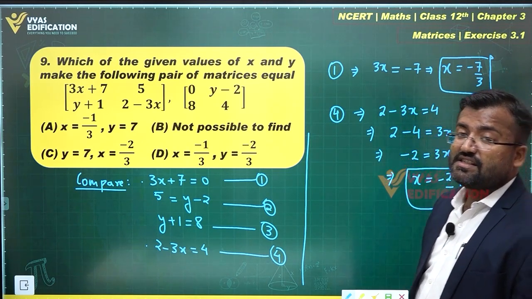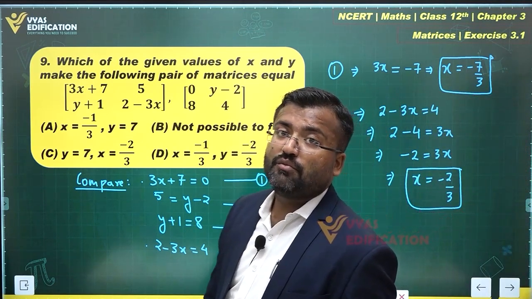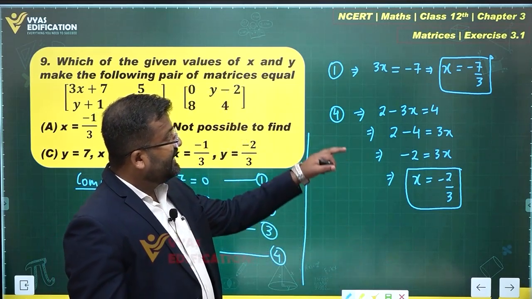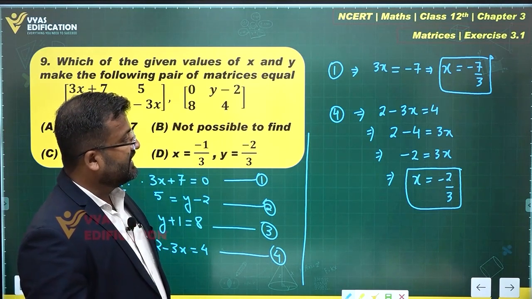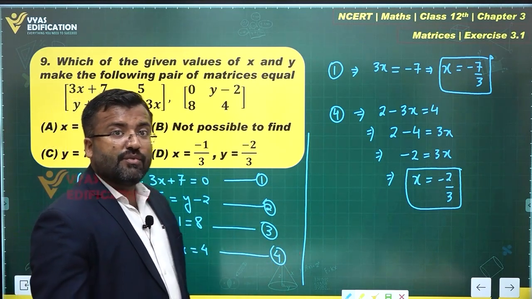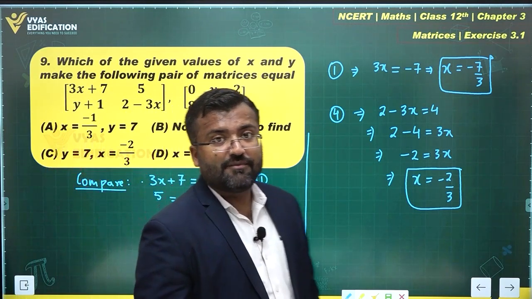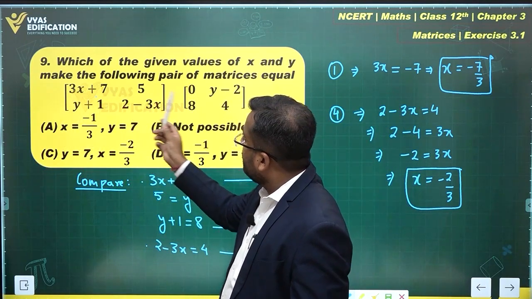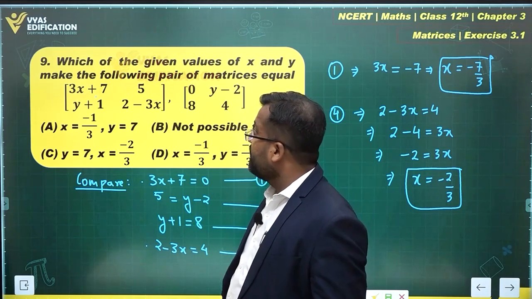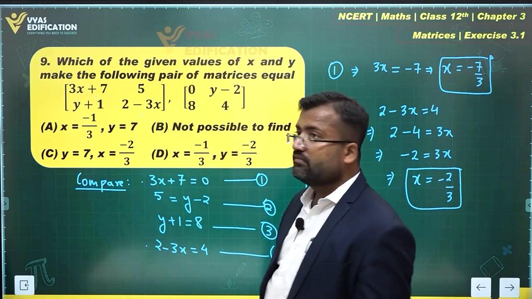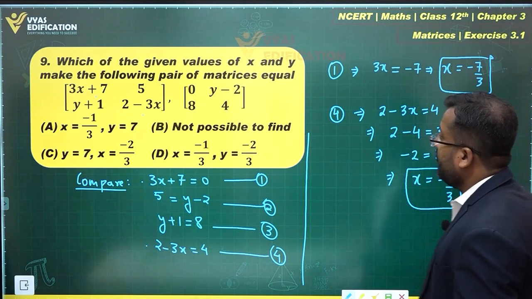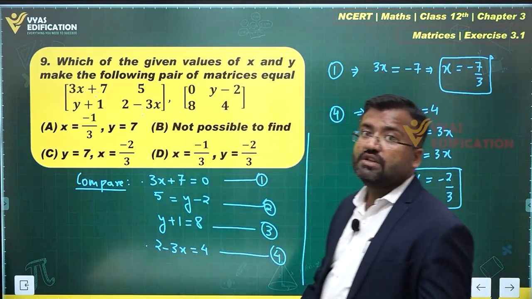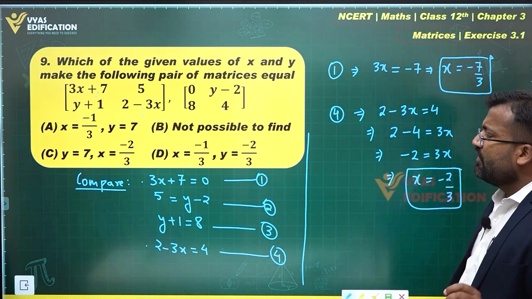The value of x should have been the same from the two equations. In one case we are getting the value of x as minus 7 by 3, in the second case we are getting the value of x as minus 2 by 3. So there is an issue, right? For x equal to minus 7 by 3, these two elements would become equal, but these will not be equal. For the other value of x, this would be equal to this, but this will not be equal to this.